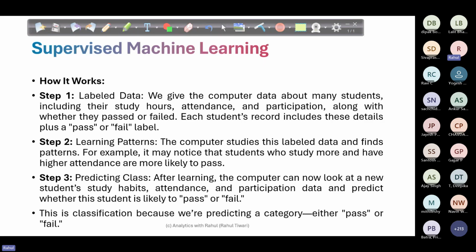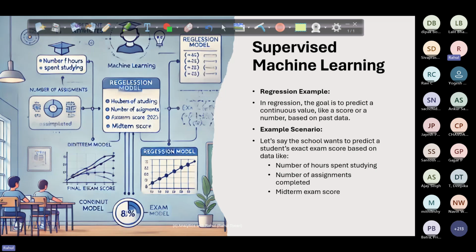This is classification because we are predicting a category, either pass or fail. Basically, we are classifying the information, whether the student will pass or fail. The second example is regression. In regression, the goal is to predict a continuous variable like a score or a number based on the past data.